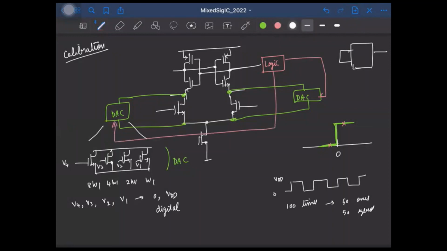One way is to do the following. Let's say when you short it, due to offset, the output I'm monitoring is at VDD. Which means this half is slightly stronger, so I need to turn on currents in this DAC so that the currents here become higher and match the currents here.